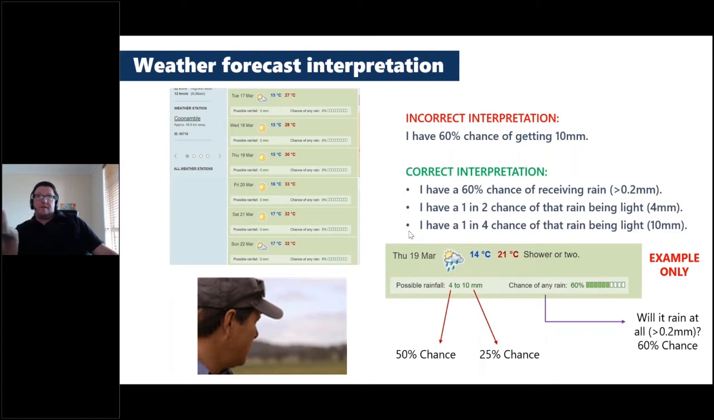So the correct interpretations are, I have a 60% chance of receiving rain greater than 0.2 millimeters. I've got a 1 in 2 chance of that rain being light, i.e. 4 millimeters, and I've got a 1 in 4 chance of it being light again or a little bit heavier, 10 mils. So this is really forecasting a bit of drizzle. Really important to go through that and unpack that and understand that's what these figures on the websites and the apps actually mean.